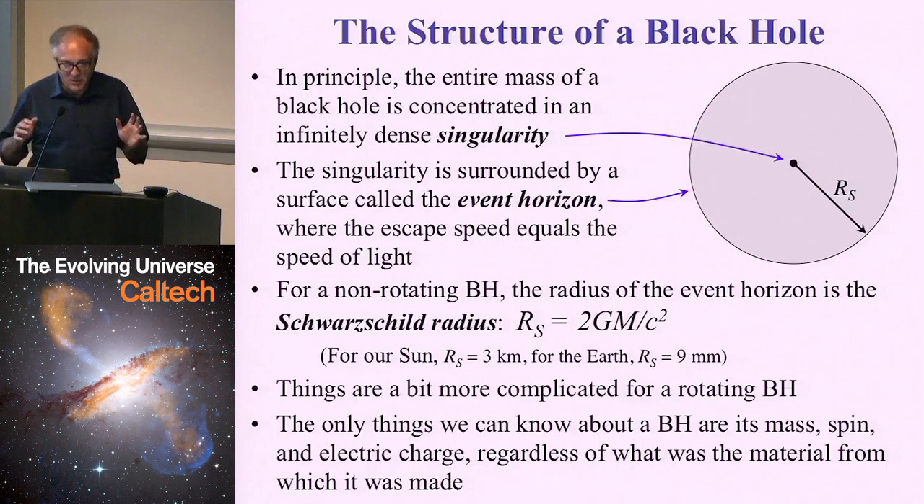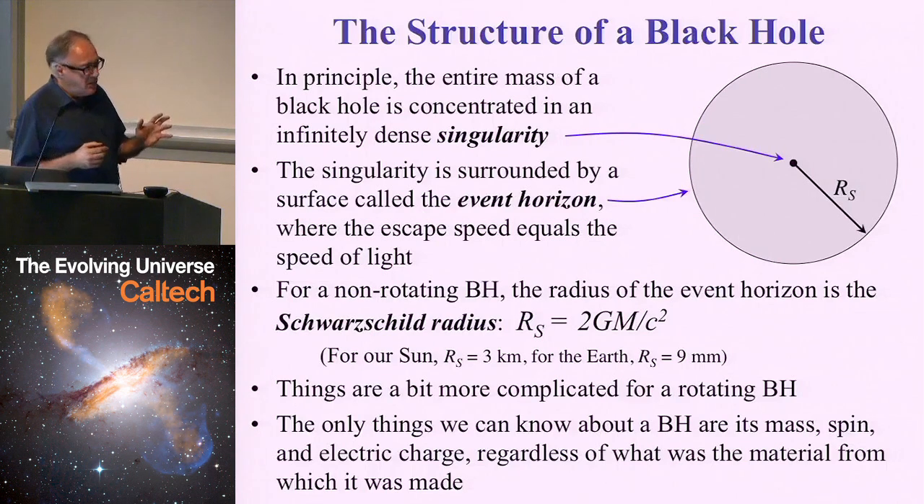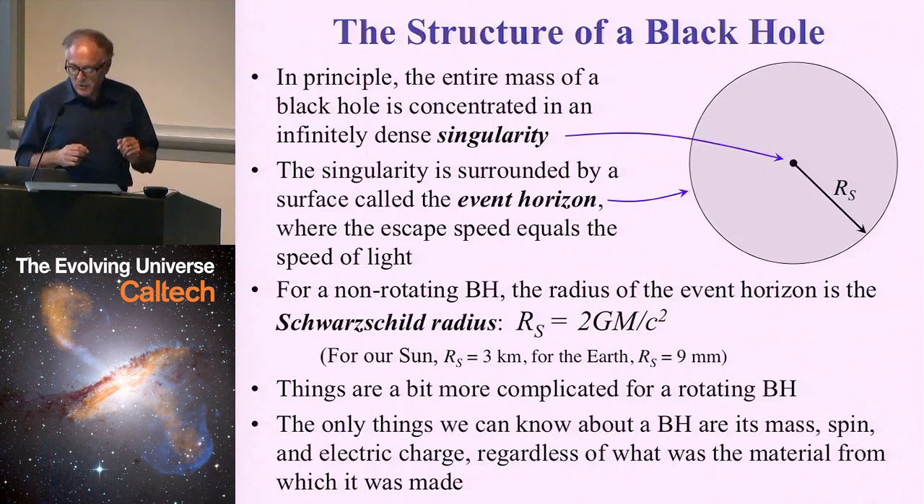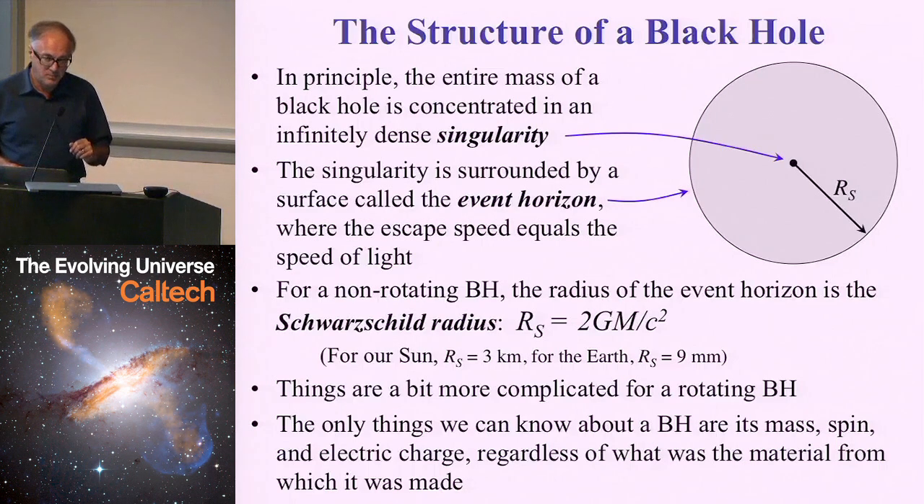So if you're not rotating the black hole, the radius of that is given by this quantity called the Schwarzschild radius, which for our Sun is 3 kilometers. For Earth it would be 9 millimeters. So if you were to squeeze Earth to pebble size, it would be a black hole. Any mass, no matter how small or how big, can become a black hole if you fulfill this relationship.